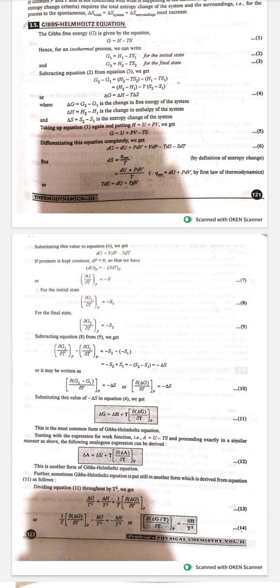At constant pressure, dP = 0 and dG at constant P is equal to -SdT. For the initial state, dG1 upon dT at constant P is equal to -S1, and for the final state, dG2 upon dT at constant P is equal to -S2. So d(G2) upon dT at constant P minus d(G1) upon dT at constant P is equal to -(S2 - S1). Delta S is equal to S2 - S1, and using the given equation, delta G = delta H + T times the derivative of delta G upon delta T at constant P. This is the common Gibbs-Helmholtz equation.